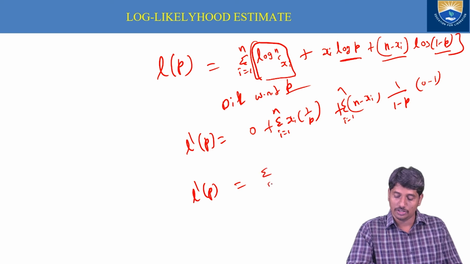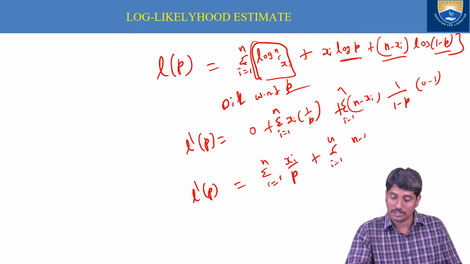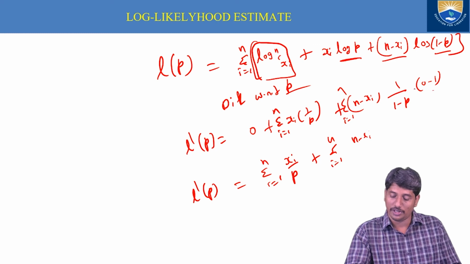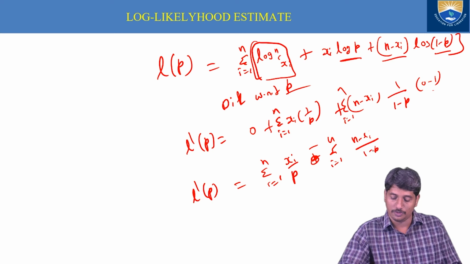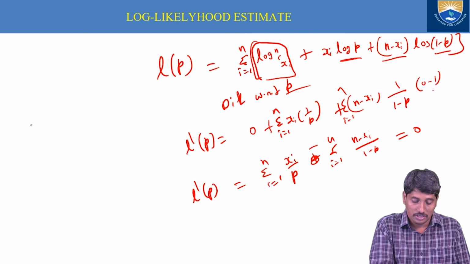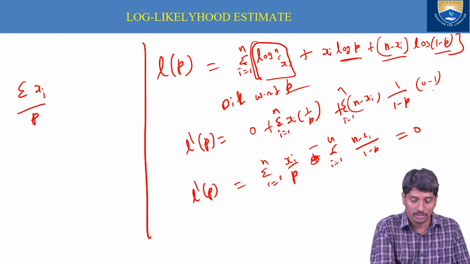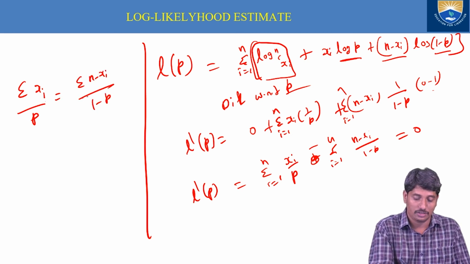So what we got, l dash p, of course with the summation i equal to 1 to n, is summation of xi by p plus summation of minus (n minus xi) by (1 minus p). Of course, this minus comes out. This is l dash p. Now let us equate it to 0. That is, summation xi by p is equal to summation (n minus xi) by (1 minus p), with i equal to 1 to n on both sides.